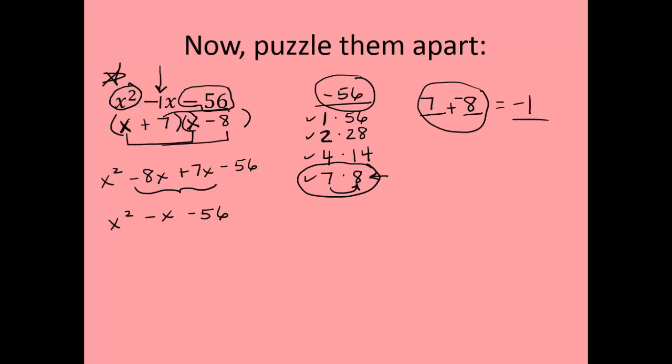That means that when I say factor this, the instructions will say factor. They won't say puzzle it apart. This is the official word we are looking for here. When I say factor this, this is what the answer looks like. It's two binomials multiplied together. Each of those is a factor. x plus 7 is a factor. x minus 8 is a factor.